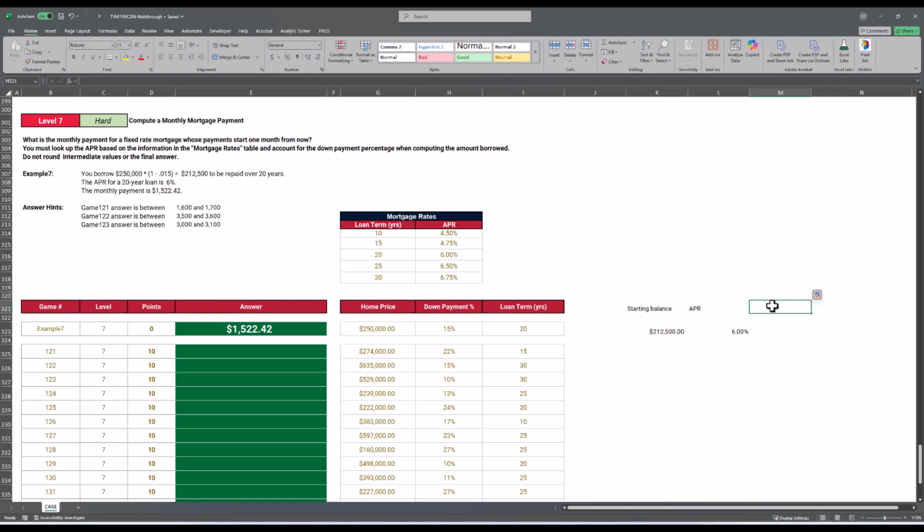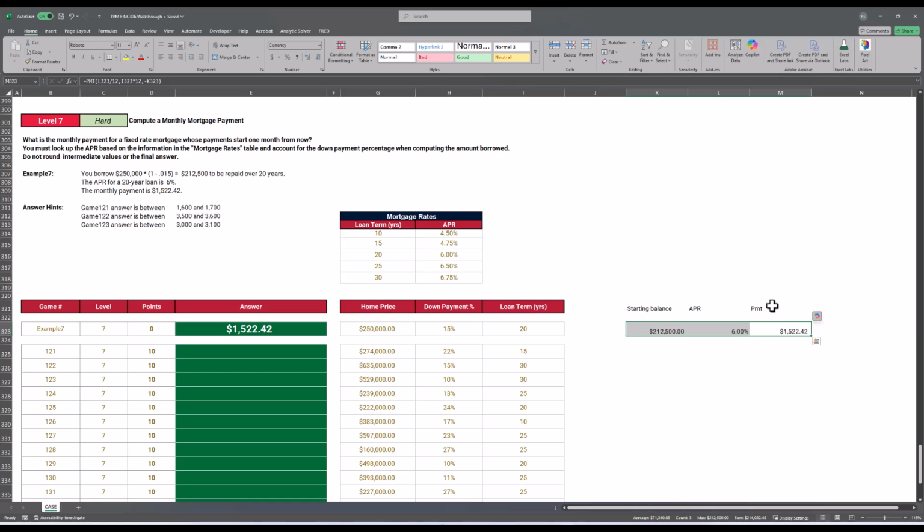And so finally, I can calculate my payment function. So it's going to be equals PMT. What is my rate? It's APR divided by 12. Number of periods is the loan term in years times 12. The PV is going to be minus the starting balance to generate a positive payment. And I see 1522 matches the 1522.